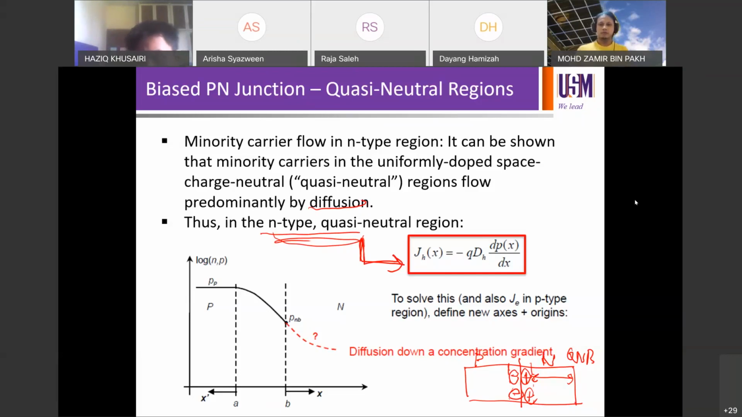So now we're talking about this J_H, right? This current density due to diffusion. Yeah, that's the answer: applied voltage, because we apply forward bias. So, you have to understand from that sequence.